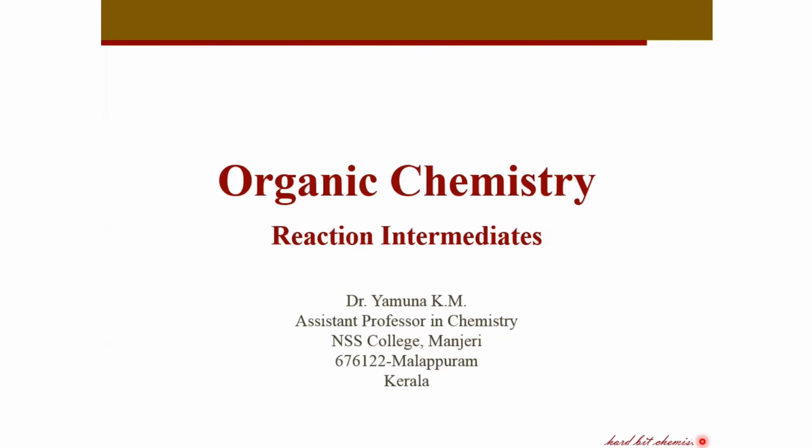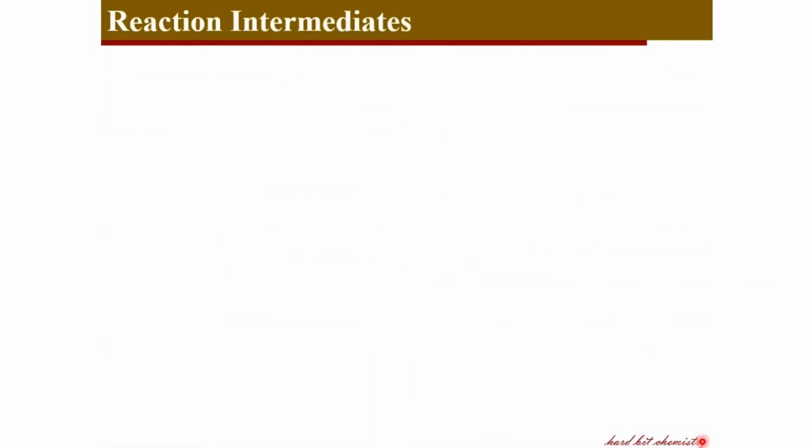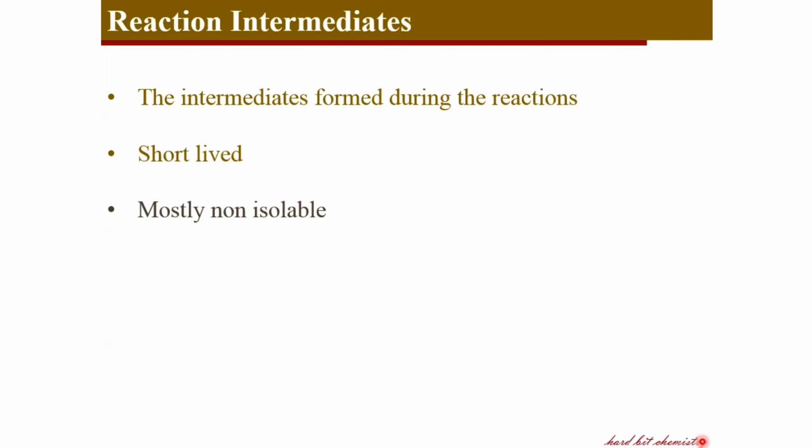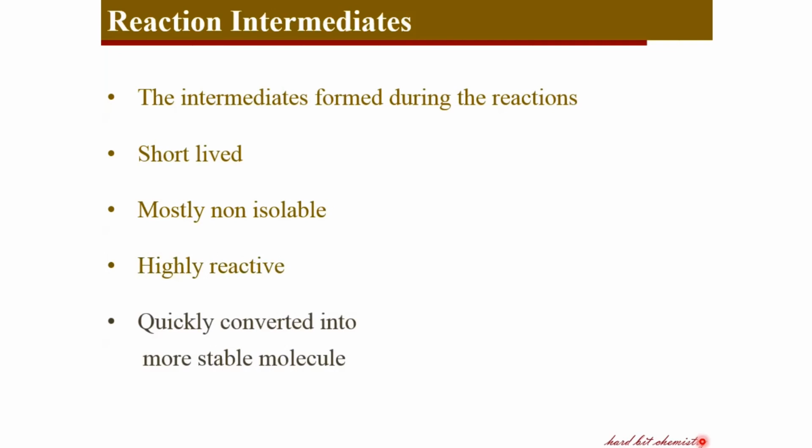Hello everyone, in this new episode of our discussion on organic chemistry, the basic concepts, we will discuss reaction intermediates. There are several reaction intermediates which are formed during a reaction, very short-lived and mostly non-isolable forms. That is when a set of reactants are converted to products, you have in between very short-lived, highly reactive, highly unstable species called reaction intermediates. Being highly unstable and highly reactive, they are quickly converted into products, the more stable form.